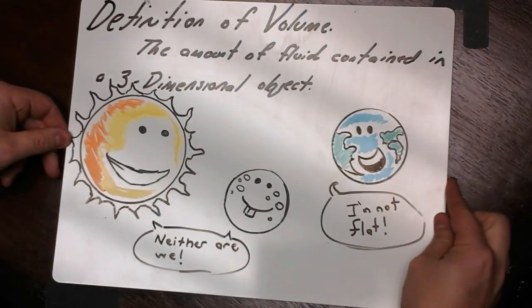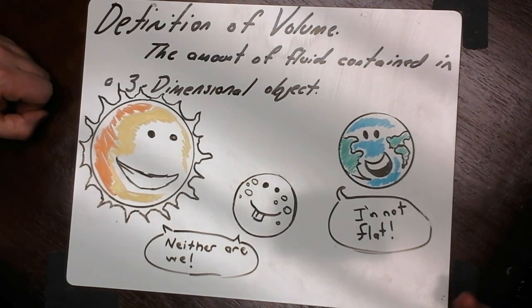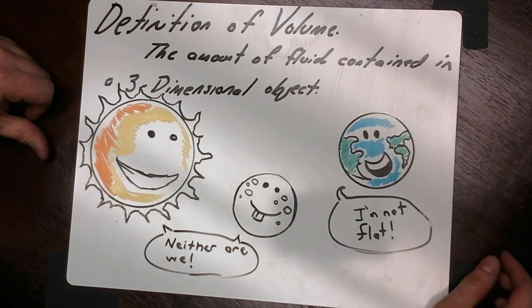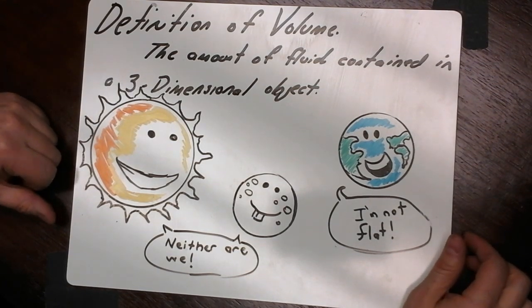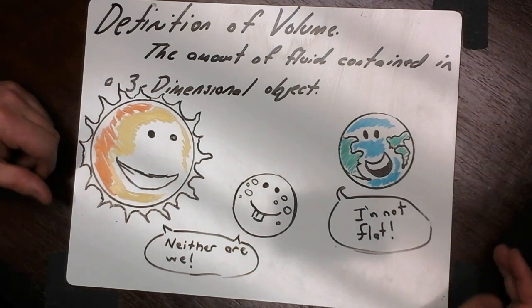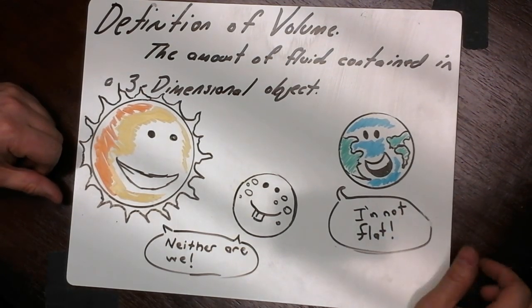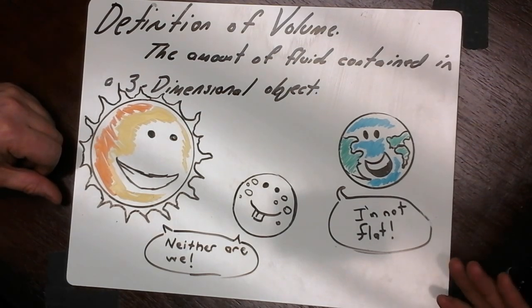First, the definition of volume. It's the amount of fluid contained in a three-dimensional object. Okay, so think of a glass or a bucket or anything that you can put fluid in. That's what we're talking about. And keep in mind, air or gases are also considered fluids.